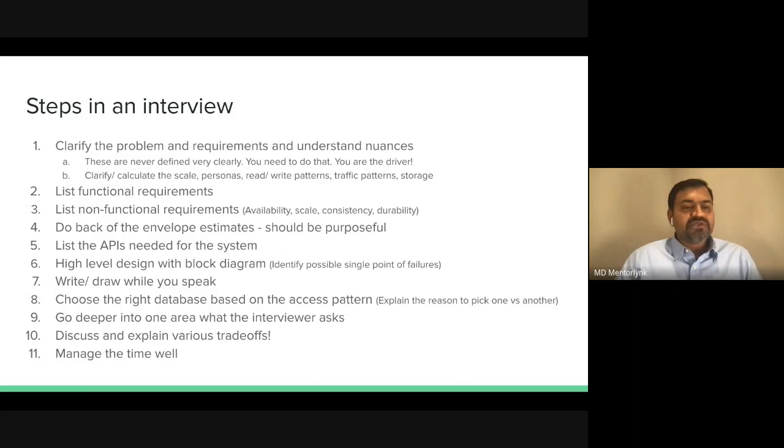List the functional requirements. List the non-functional requirements, which are availability, scale, consistency, durability, latency. What are the non-functional requirements? Which is sort of well understood. If it is a low scale, then a lot of things are very different. If it's a high scale, it's a very, very different design. So you want to make sure that you list them down and clarify and attest that this makes sense. Do the back of the envelope estimates.